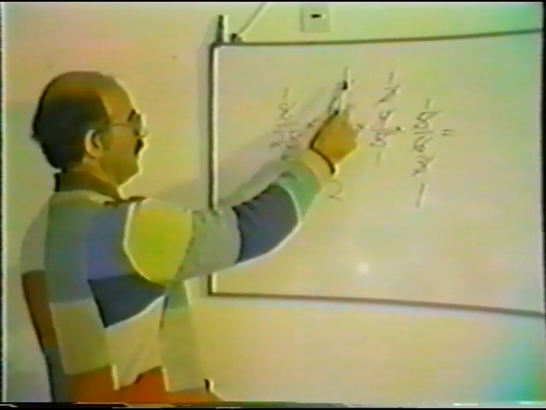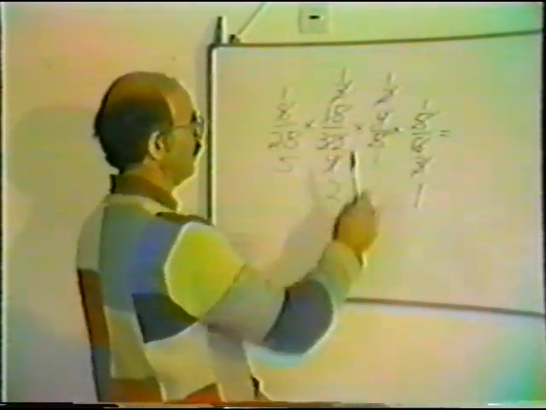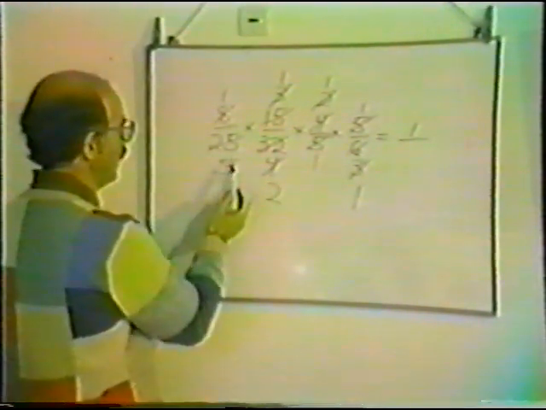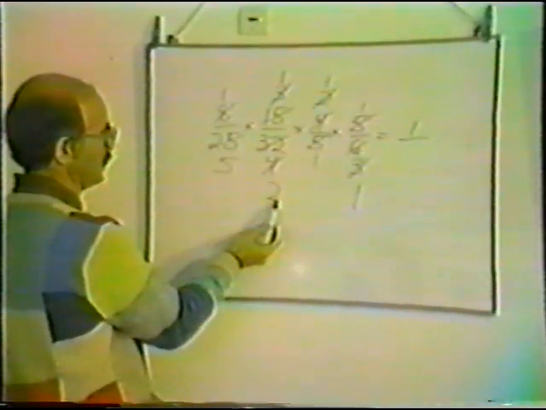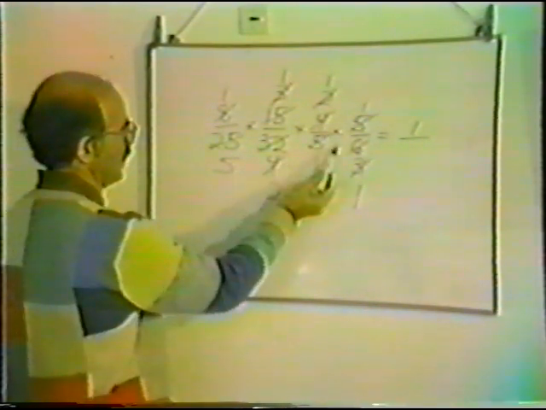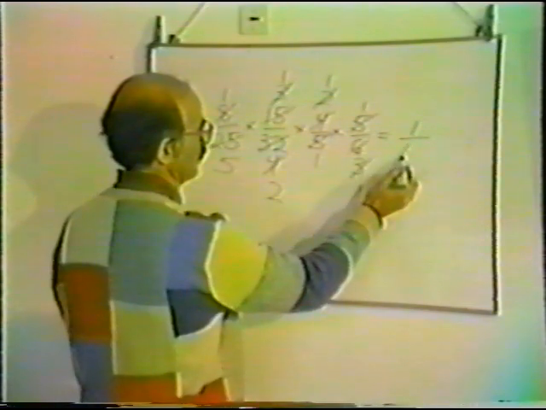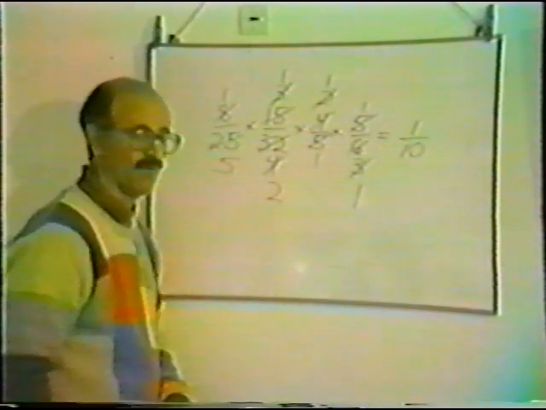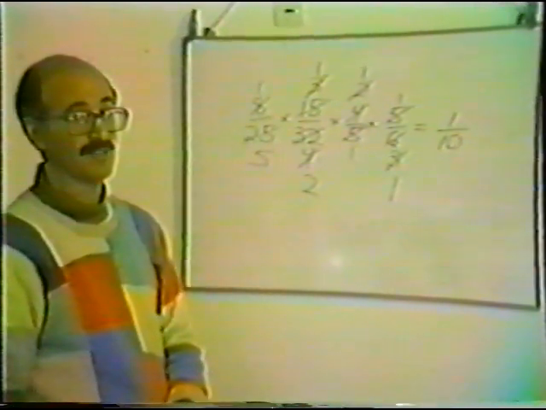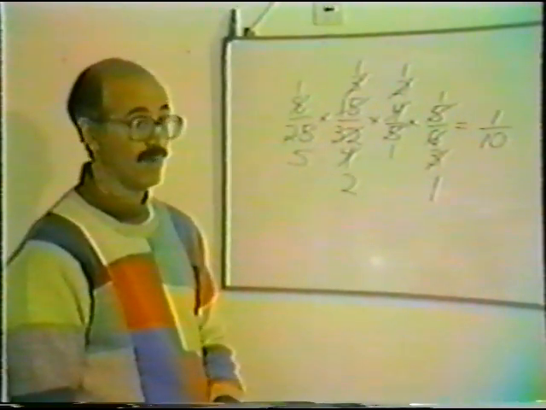1 times 1 is? 1. Times 1 is? 1. Times 1 is? 1. 5 times 2 is? 10. Times 1 is? 10. Times 1 is? 10. That whole thing cancels down and multiplies across to just 1/10.